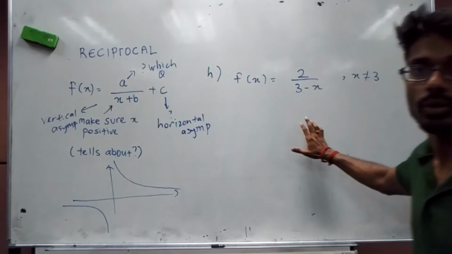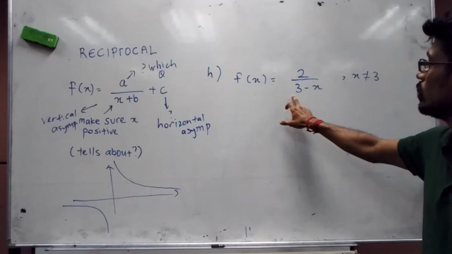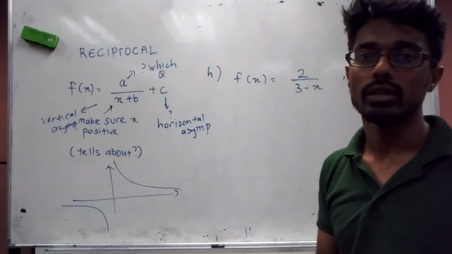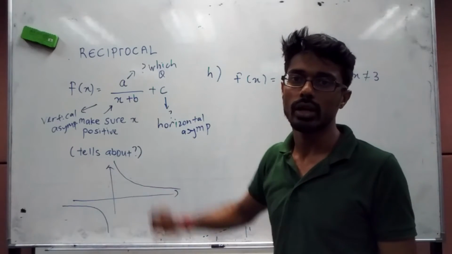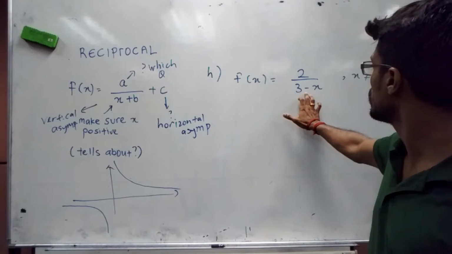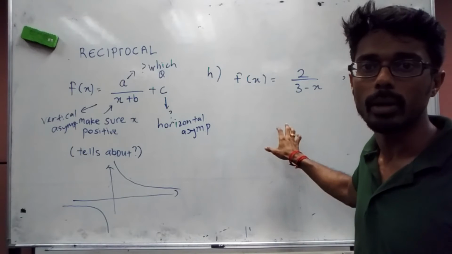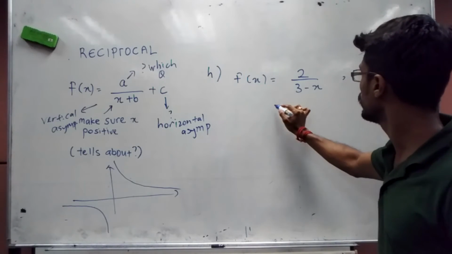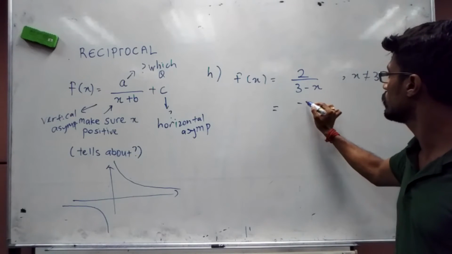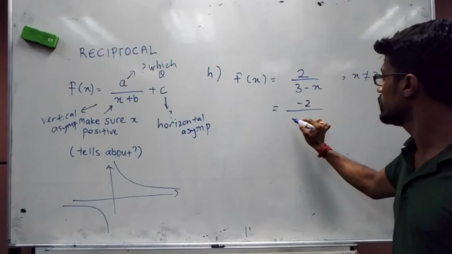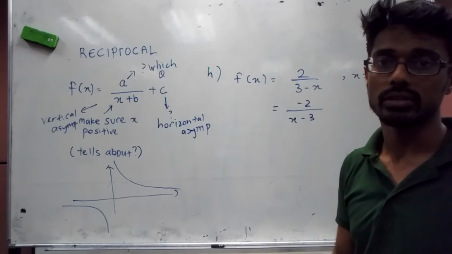Without wasting time, let us look at our first example. We've got 2 over 3 minus x. The first thing to notice is, as I have told you, make sure your x is positive. Here you can see my x is negative. That's not a problem. I just have to multiply top and bottom by -1. So this is going to become -2, and this is going to become x minus 3. Okay, so I'm all set to do my sketching.